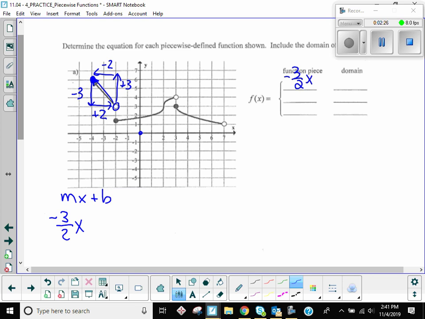Did anybody write their linear piece in transformation form? Because I would like to show everyone what it looks like. Nobody? Okay. And then here's the domain piece.